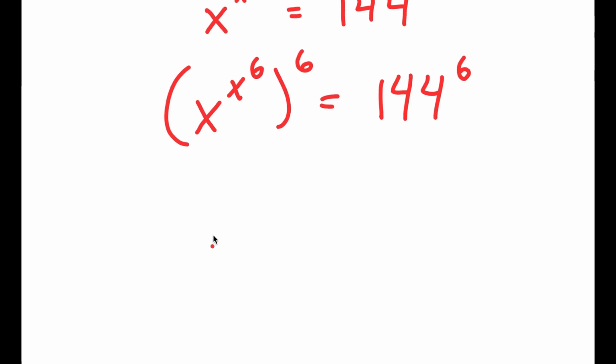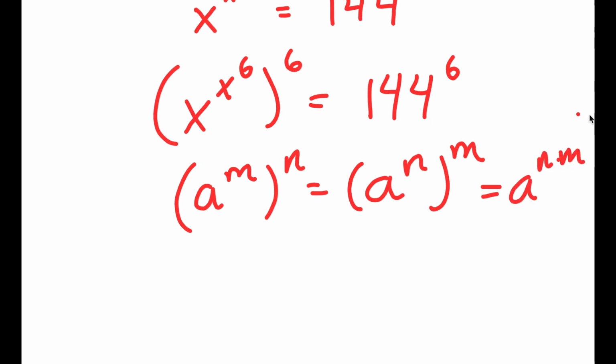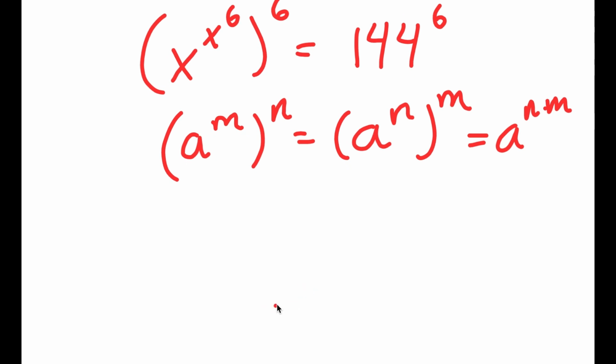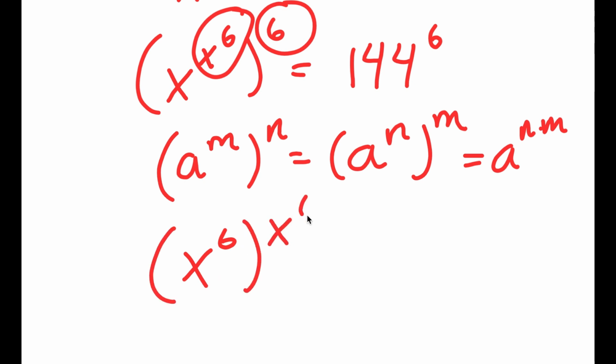Now, if I have something in the form a to the power of m to the power of n, this is equal to a to the power of n to the power of m. And this is the same thing as a to the power of n times m. So x to the power of x to the power of 6 to the power of 6, I can actually switch these two places. So now I have x to the power of 6 to the power of x to the power of 6 is equal to 144 to the power of 6.